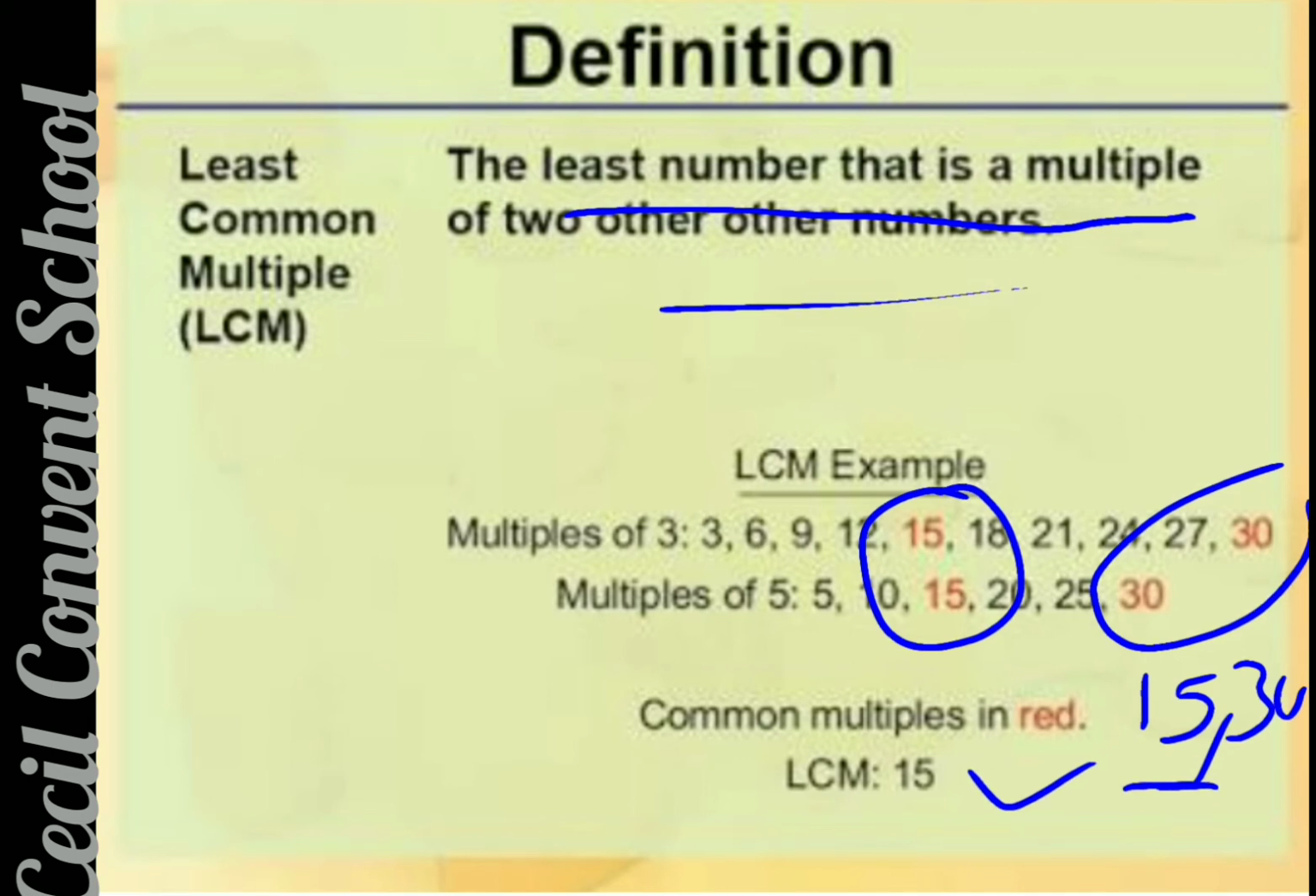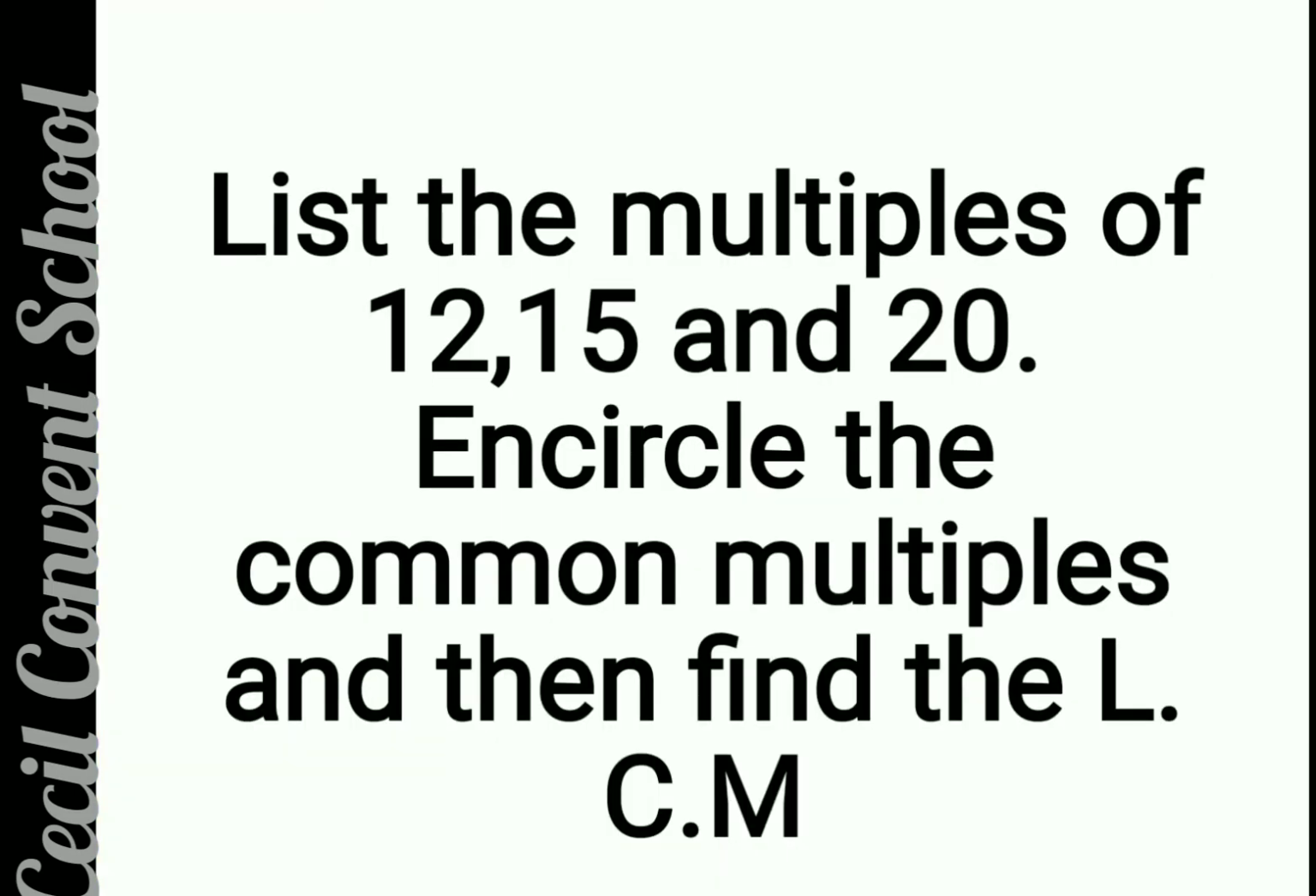Now students, on the basis of this, we will do question number 2 to 6. So let's start. Firstly, we do question number 2. Question number 2 is list the multiples of 12, 15 and 20. Means you have to write down the table of 12, 15 and 20. And then you have to encircle the common multiple. After writing the multiples, you have to find out which number is present in all these three tables. Clear? Then from that you have to find out the LCM.